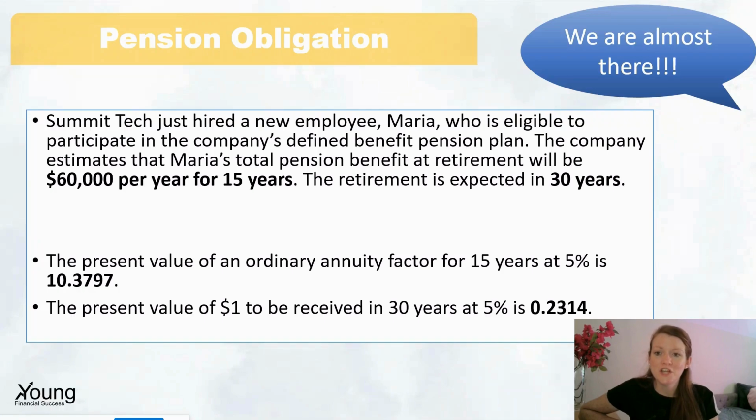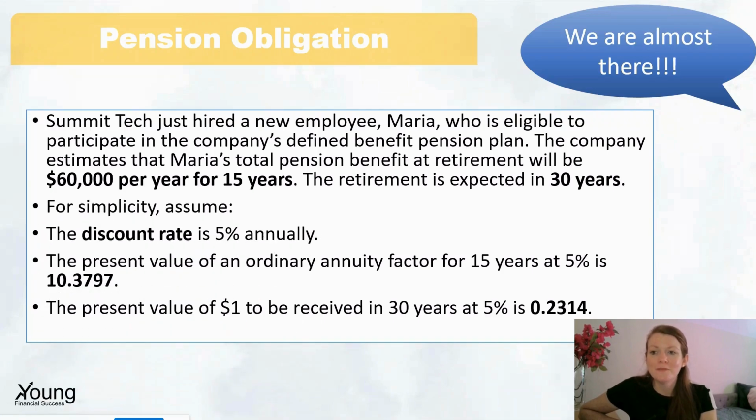So fun job. So what we get from this is the discount rate, they tell us, is 5%. They go ahead and tell us the present value of an ordinary annuity for 15 years at 5% is 10.3797. And the present value of a dollar amount to be received 30 years from now at 5% is 0.2314.